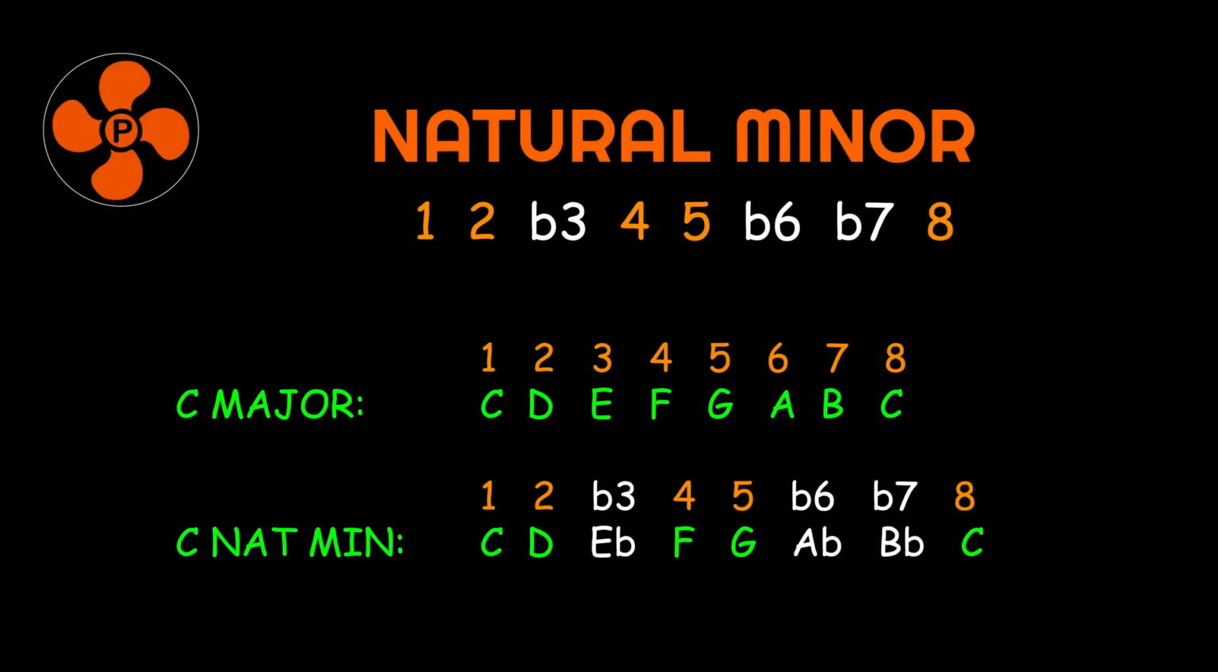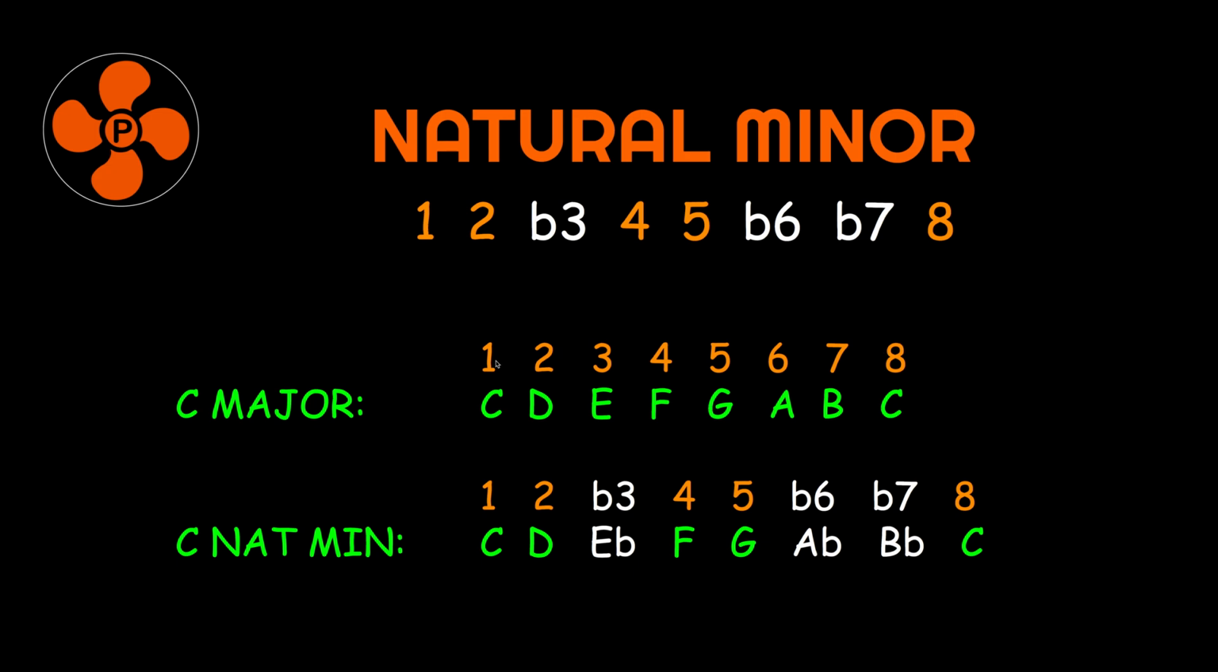So, how do we turn a major scale into a minor scale? There are a couple things that we need to do depending on the scale. First of all, if we're trying to turn a major scale into a natural minor scale, we need to alter three of the notes, and they are the third, the sixth, and the seventh. As you can see right here, I have a C major scale. C, D, E, F, G, A, B, C, and I've given all of those scale degrees a number.